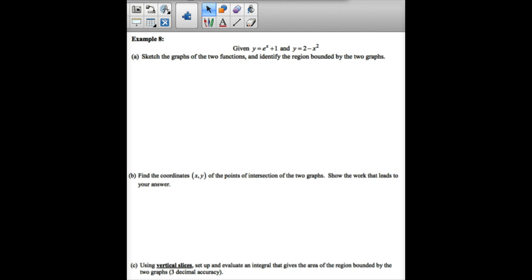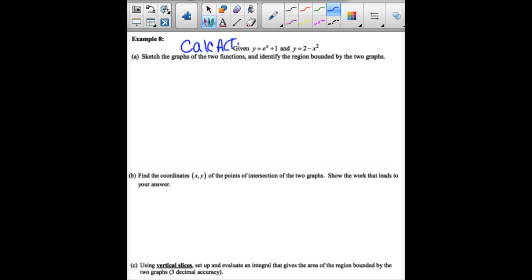We are going to do example 8. This one will be calculator active. So I'll give you a minute. Let's write calculator active on the top of that. Let's go clear out the last problem you did. So let's write calculator active. And let's go do it.